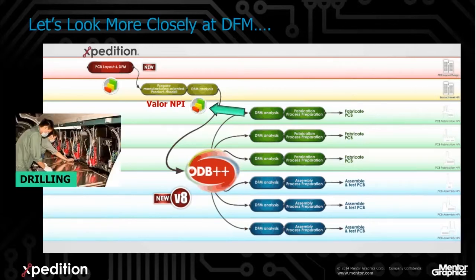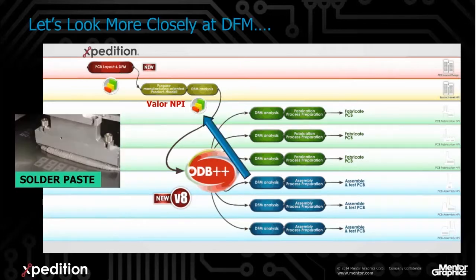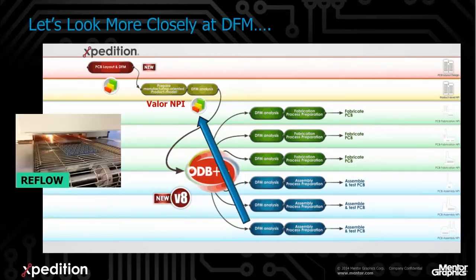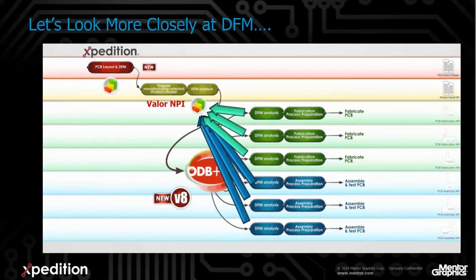Examples of manufacturing processes are, for fabrication, the drilling process, etching and galvanic plating processes. For assembly operations, key processes include solder paste printing, placement, reflow and test. There are many additional processes to consider, but when taken together from your prototype and volume manufacturers, you are in a strong position to left shift DFM into your design flow.